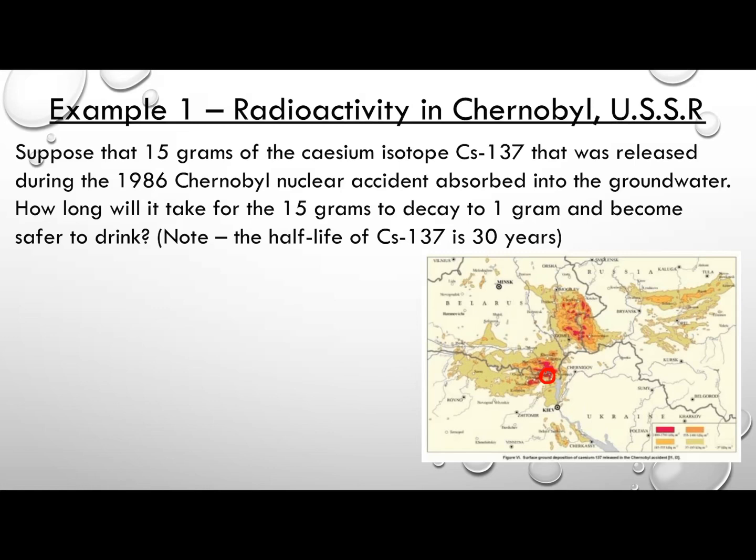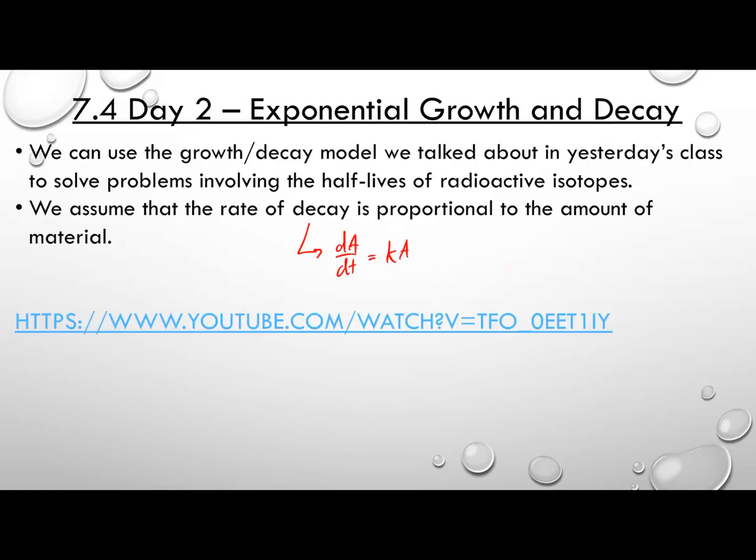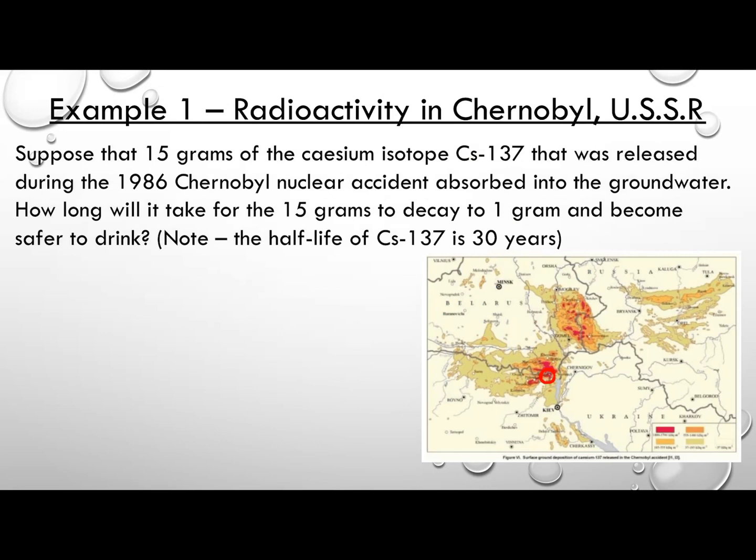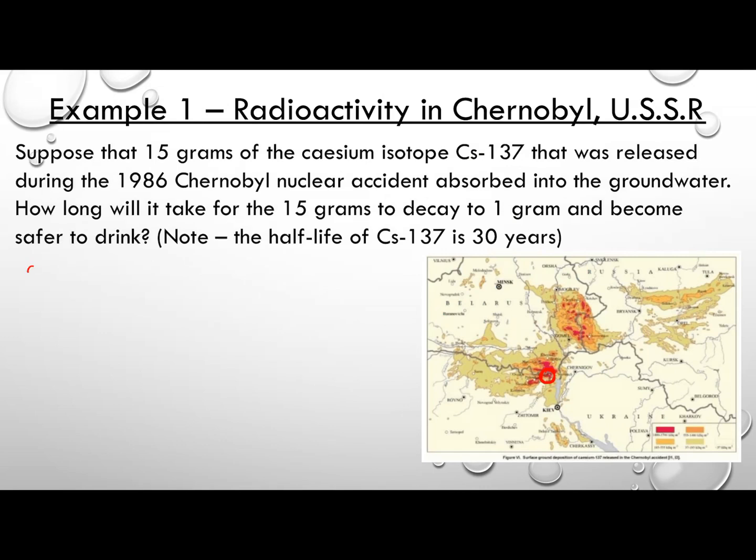Once again, we're going to assume, as I said in the previous slide, that the rate of decay is proportional to the amount of material. So the rate of decay, dA over dt, is proportional to the amount of material. We'll just call that amount of material A. You can call it M, you can call it C for cesium, whatever you want. We're asked how long it will take for the 15 grams to decay to 1 gram and become safer to drink. To answer that question, we need to find the original equation.